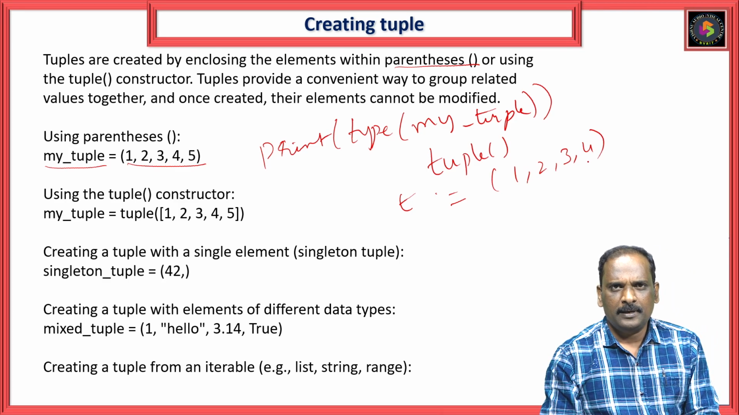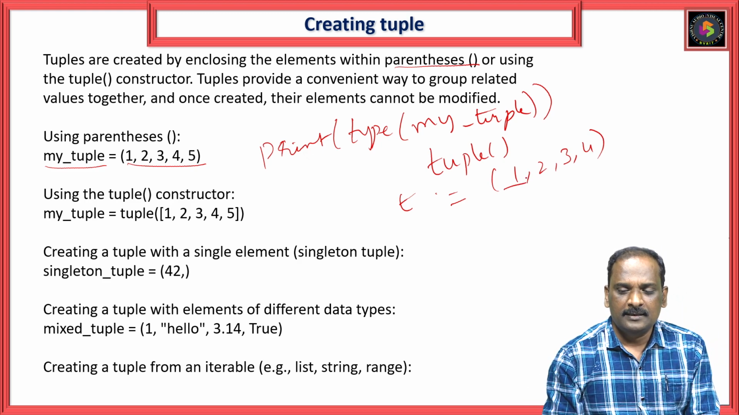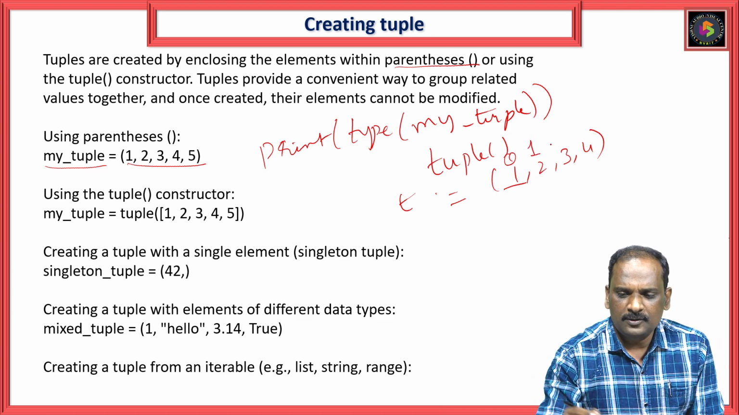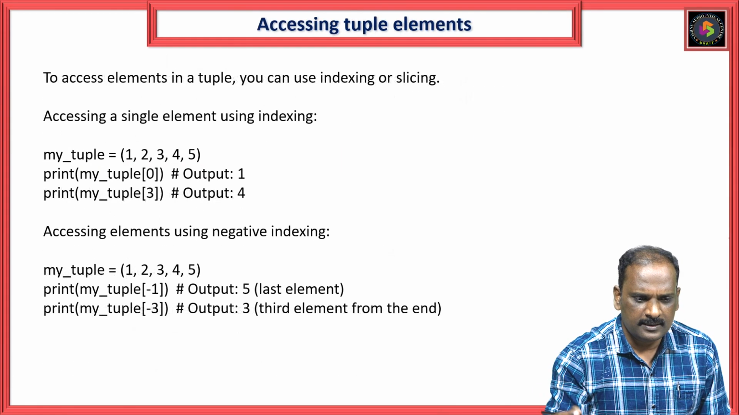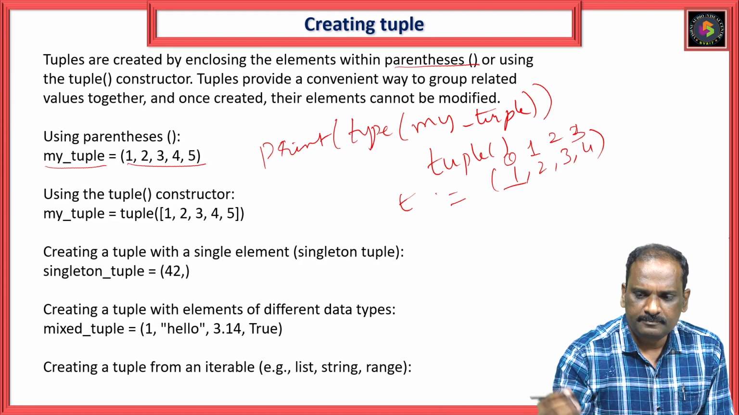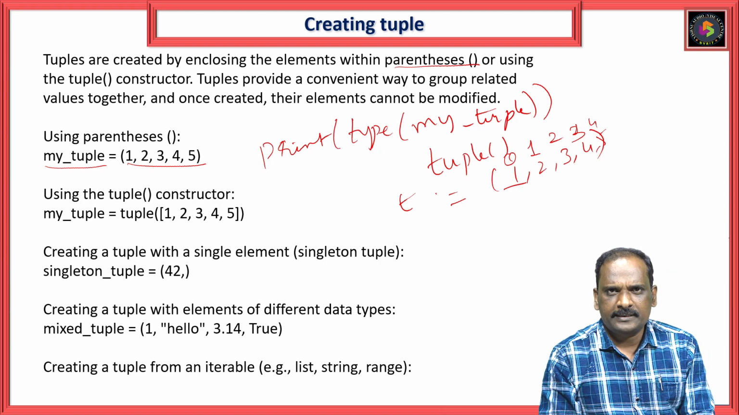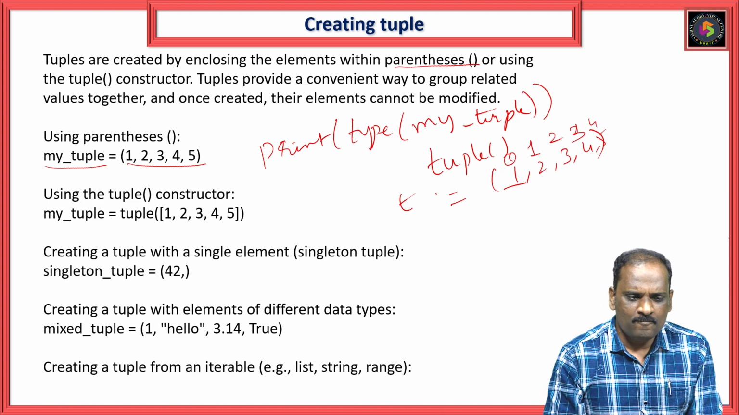As I said, the tuple contains an ordered set of elements. That means the value 1 is at index 0, the value 2 is at index 1, the value 3 is at index 2, the value 4 is at index 3, and the value 5 is at index 4. The indexes of the elements do not change. So a tuple contains an ordered set of elements.